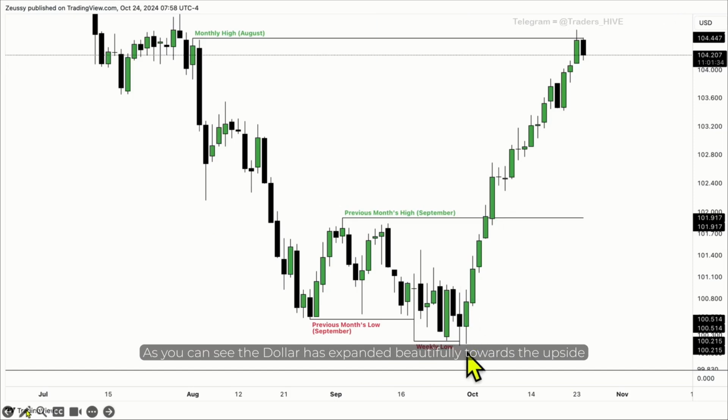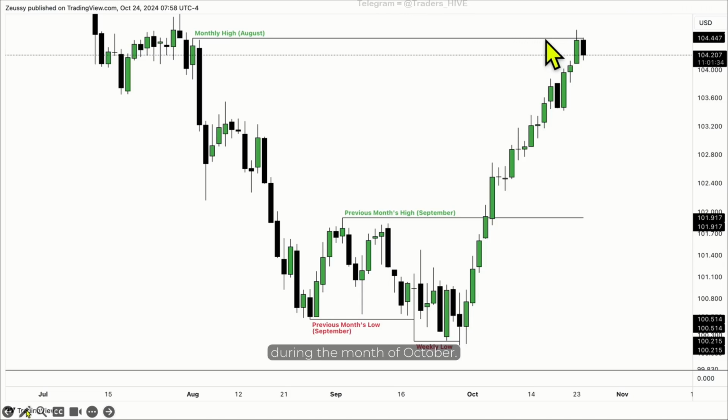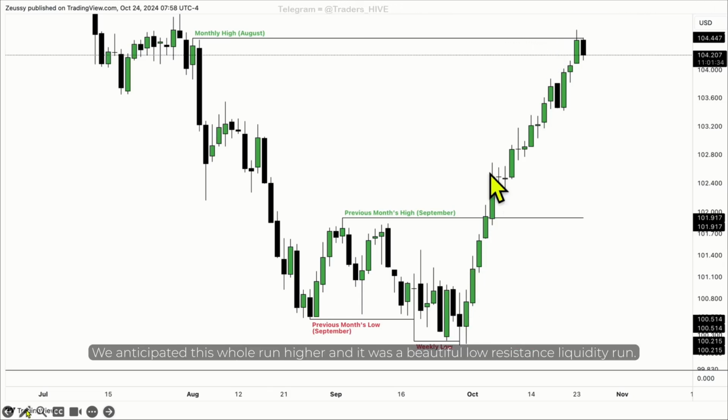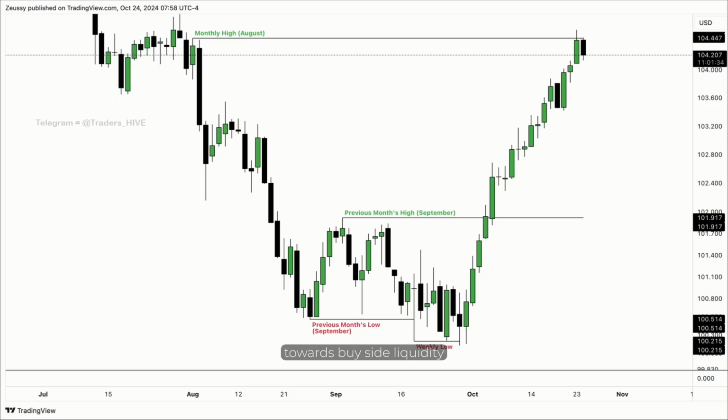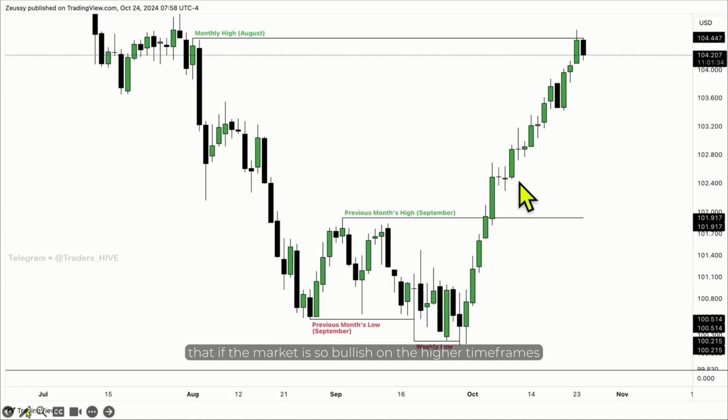As you can see, the dollar has expanded beautifully towards the upside during the month of October. We anticipated this whole run higher, and it was a beautiful low resistance liquidity run. What confirmed to us that the time was right for the dollar to draw towards buy-side liquidity were the following signatures.